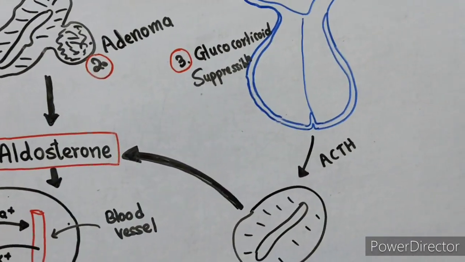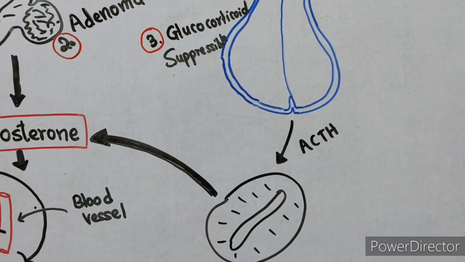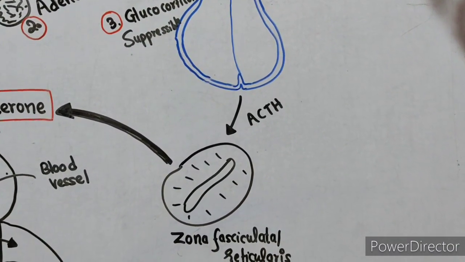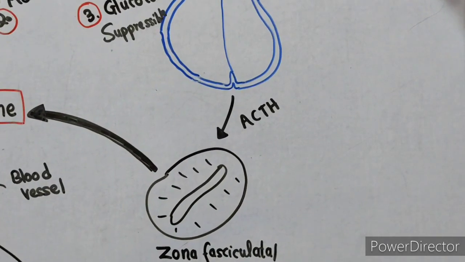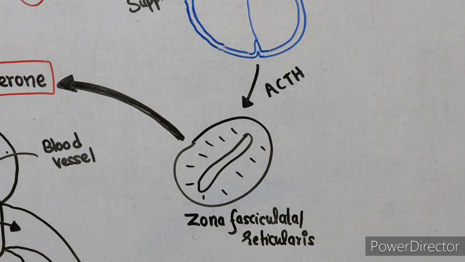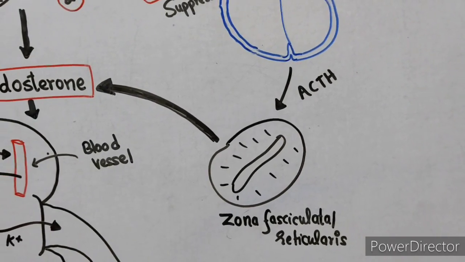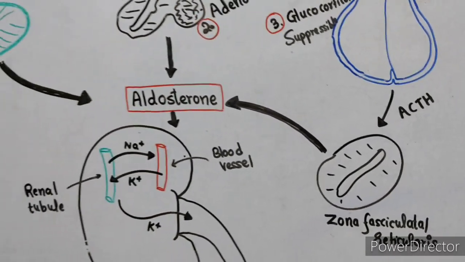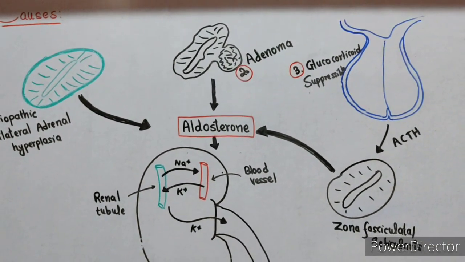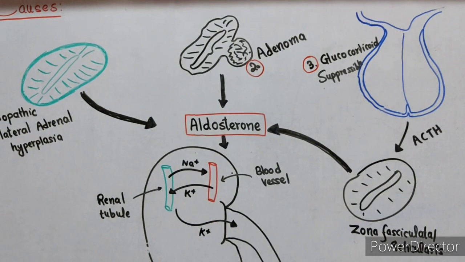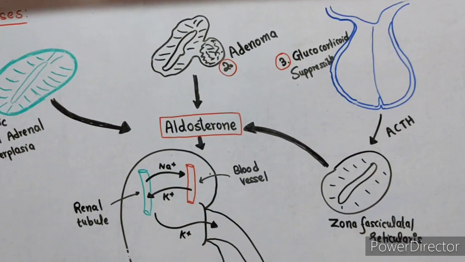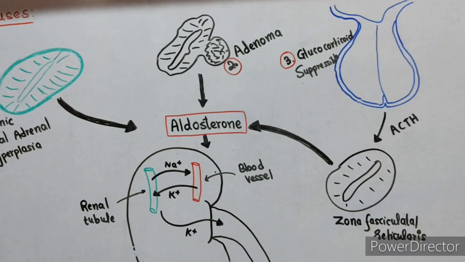So why it is called glucocorticoid suppressible hyperaldosteronism is that when exogenous glucocorticoid, that is dexamethasone, is given, it suppresses ACTH. When ACTH is less, then these zona fasciculata and reticularis cannot produce aldosterone. So primary hyperaldosteronism here means there is intrinsic abnormality in the adrenal gland. So all these 3 causes are intrinsic abnormalities of the adrenal gland.